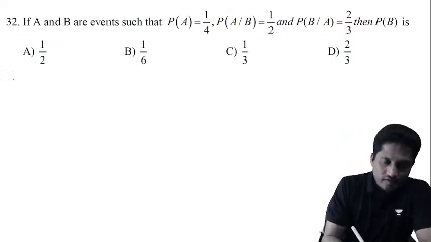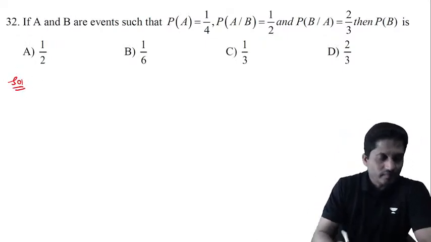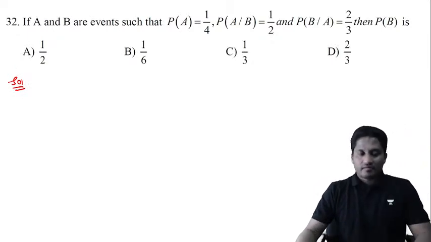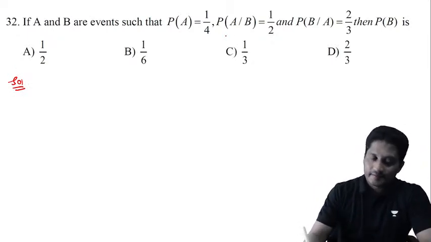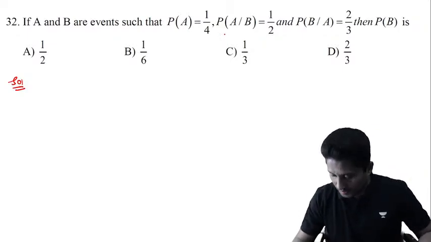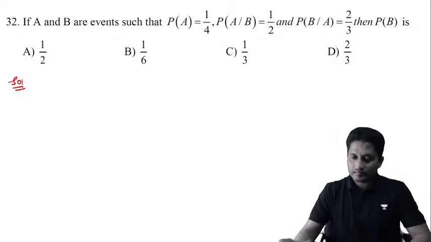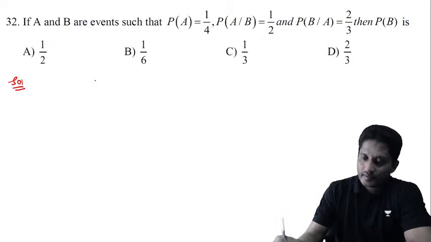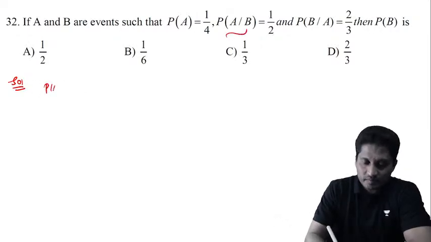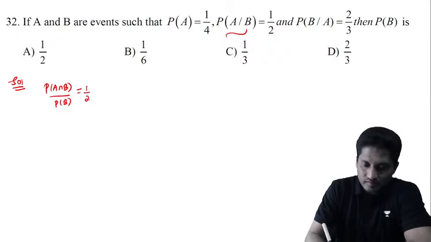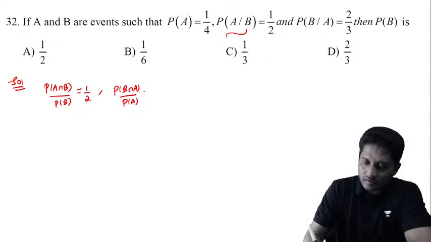Okay, so P of A given B is P of A intersection B divided by P of B. That is equal to 1 by 2. P of B given A is P of B intersection A divided by P of A. And that is equal to 2 by 3.